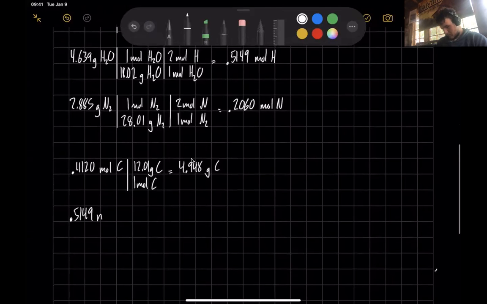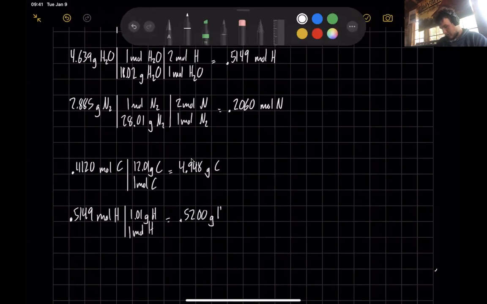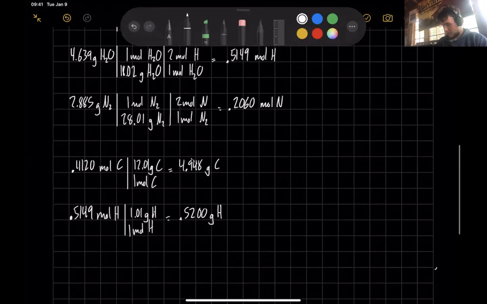0.5149 moles of hydrogen. 1 mole of hydrogen weighs 1.01 grams. So 0.5149 times 1.01, we have about 0.5200 grams of hydrogen. We know from above that we have 2.885 grams of nitrogen.